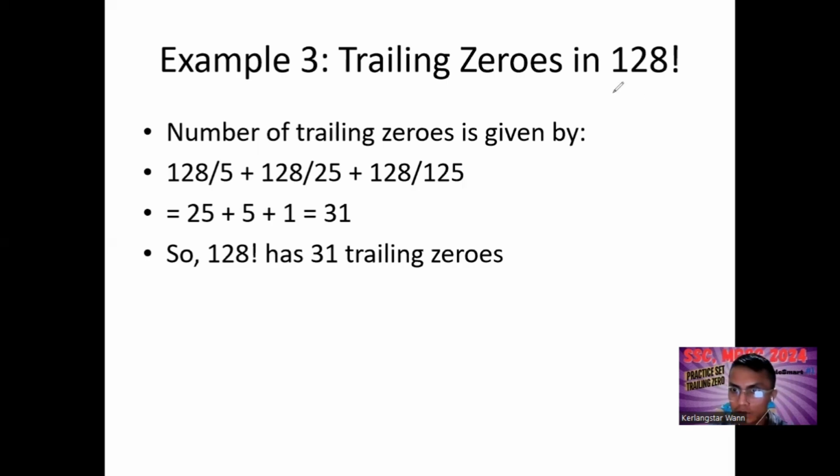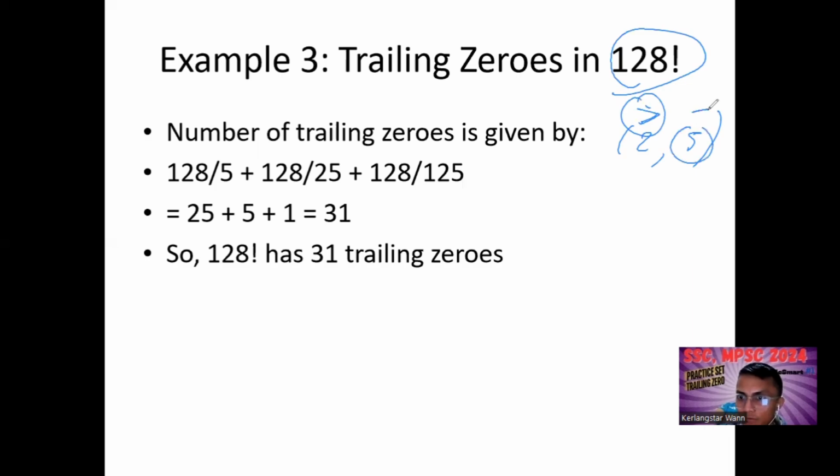Trailing zeros in factorial of 128. Mostly, if we take multiples of 2 and 5, 2 will have more multiples than 5. 5 will have fewer, right? Factorial.